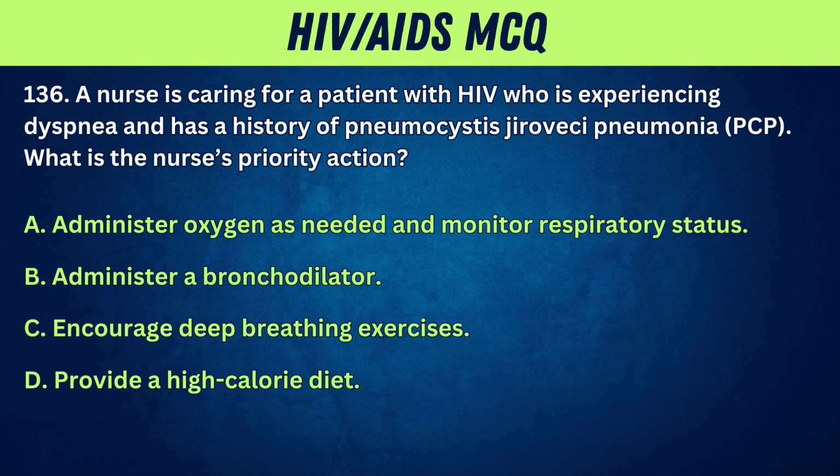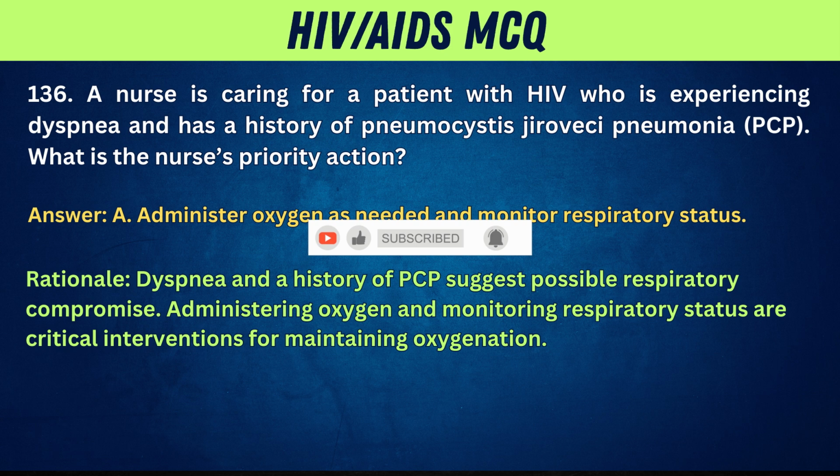A. Administer oxygen as needed and monitor respiratory status. B. Administer a bronchodilator. C. Encourage deep breathing exercises. D. Provide a high-calorie diet. Answer: A. Administer oxygen as needed and monitor respiratory status.